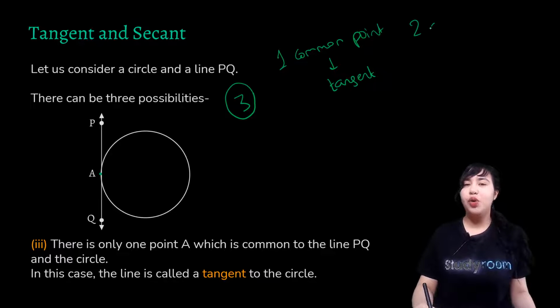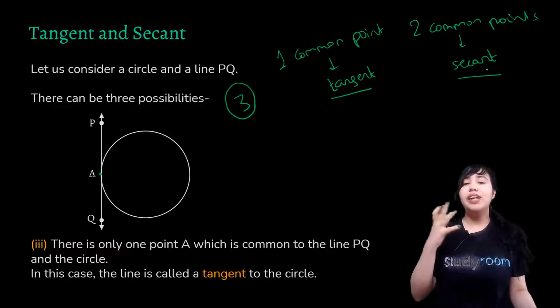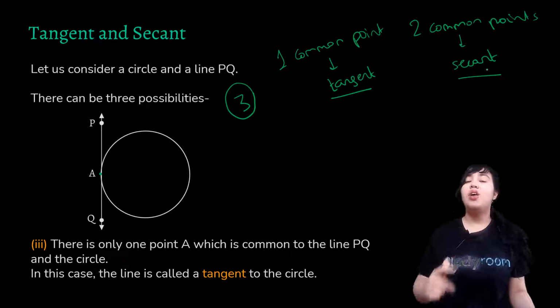A quick recap. What if we have two common points? What do we call the line PQ then? We call it a secant. So this is an important difference between a tangent and a secant, that in both the cases your line is intersecting the circle, but in case of tangent that point of intersection is only one, whereas in case of secant there are two such points.